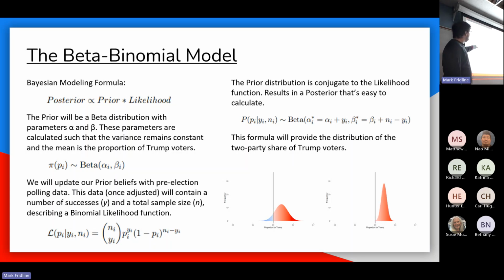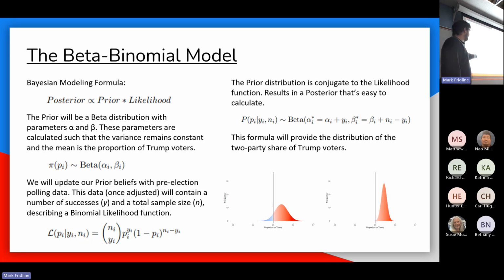So in this case, the prior is going to be a beta distribution with parameters alpha and beta. The beta distribution is a good choice because it measures proportions and it falls between 0 and 1. These parameters are calculated such that the variance remains constant, and the mean is the proportion of Trump voters. Throughout this model, I eliminated all other candidates, so we are just going to be focusing on Kamala Harris and Donald Trump. Whatever the mean of this prior distribution is, that's going to be the proportion of voters that Donald Trump got in the last election.